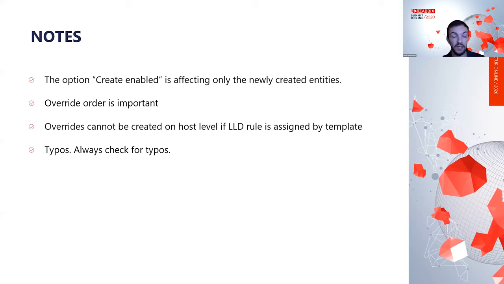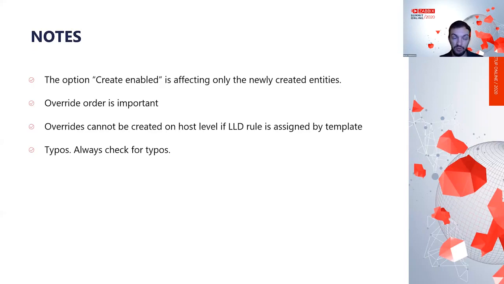And again, another thing is if you switch to the override section and overrides tab, and the add button is actually grayed out, that means that you are working on a host level, and the discovery rule was actually assigned from a template. And that means that you have to go to the template level and apply the overrides on a template level. You cannot do that on a host level if it's created by a template. However, if it's created on a host level directly, then you can definitely do that.